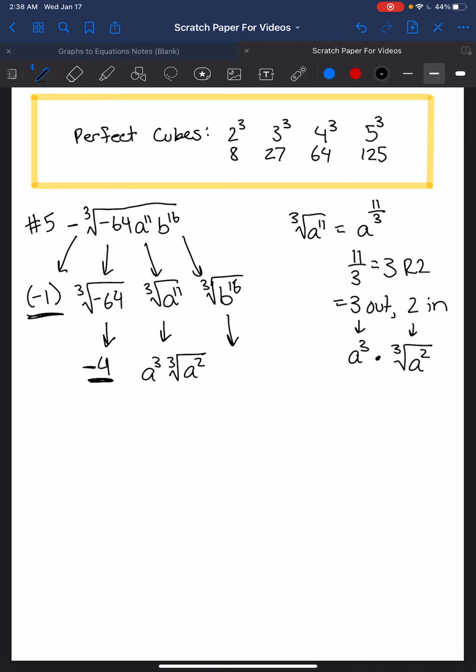Okay, one more. We have the cube root of b to the 16th. Again, rewrite it as an exponent. Fraction in over out, 16 over 3. If we divide 16 by 3, 3 goes into 16 5 times, because 3 times 5 is 15. That's 1 away from 16, so I have a remainder of 1.